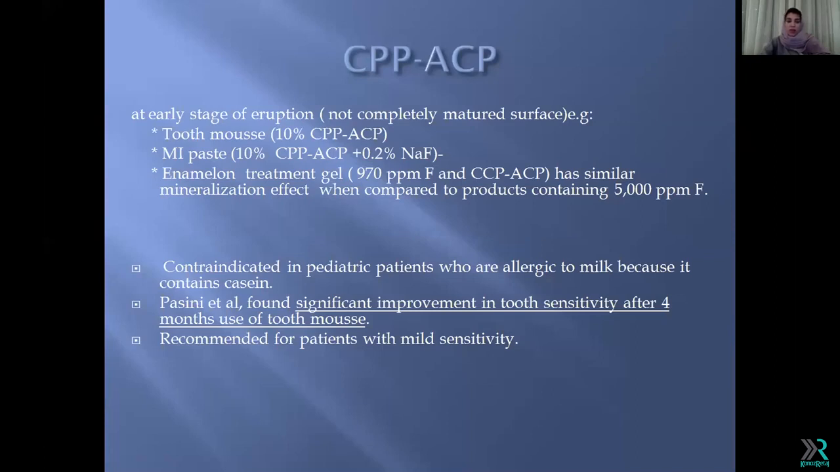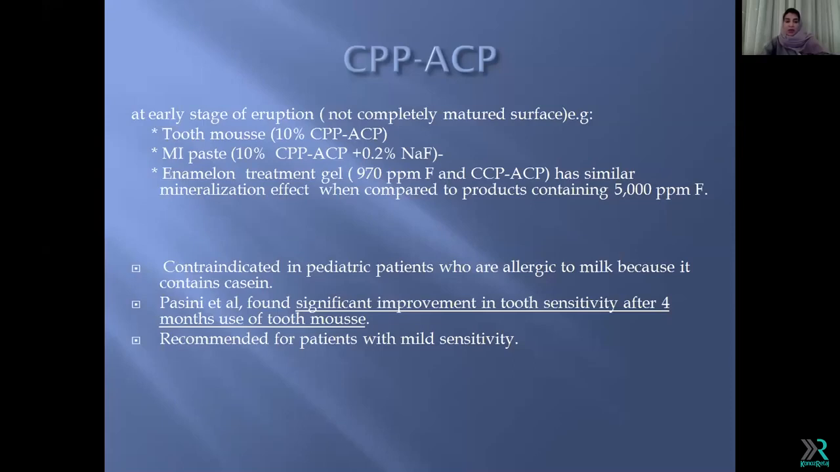Tooth Mousse contains 10% casein phosphopeptide amorphous calcium phosphate. MI Paste contains 10% casein phosphopeptide amorphous calcium phosphate and 0.2% sodium fluoride. Enamelon treatment gel contains 970 parts per million of fluoride and casein phosphopeptide amorphous calcium phosphate, which has a similar mineralization effect compared to the product containing 5,000 parts per million of fluoride. It comes in the form of tooth cream, lozenges, and chewing gum. But it is contraindicated in patients who are allergic to milk because it contains casein.